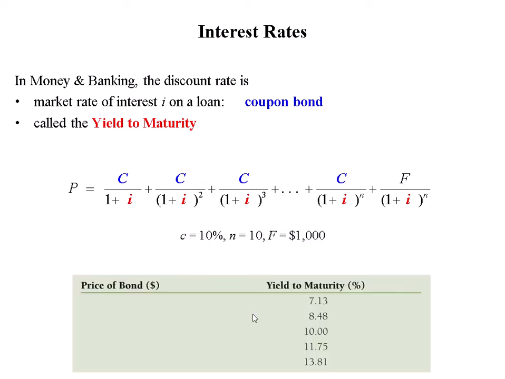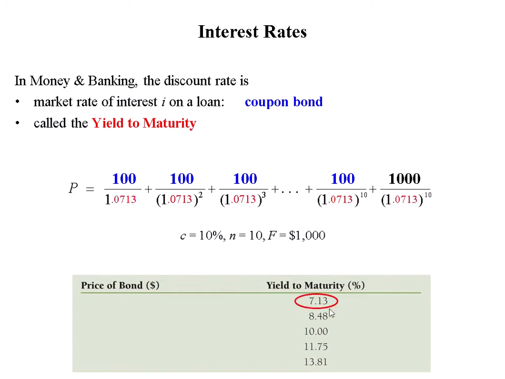So down here we have a bunch of yield to maturities, and we're assuming that the coupon rate is 10%, the face value is $1,000, and we have a 10-year bond. So face value is $1,000. Each of these 10 payments is $100, or 10% of $1,000. And then we replace the N here with 10 because this is in the 10th year.